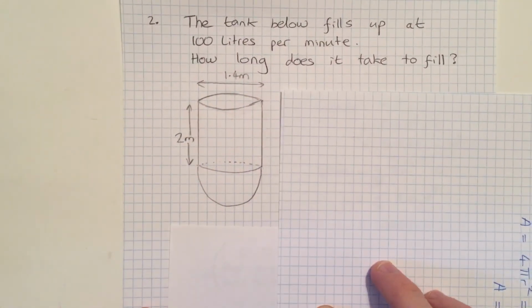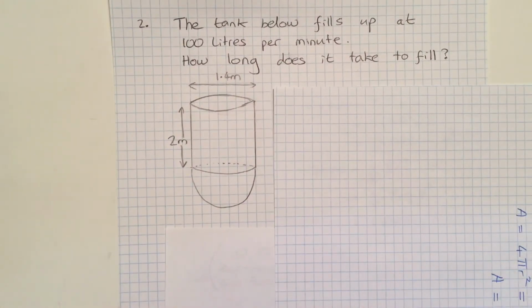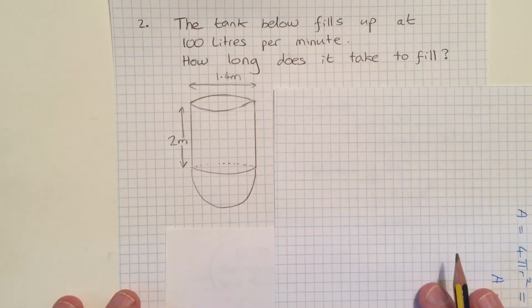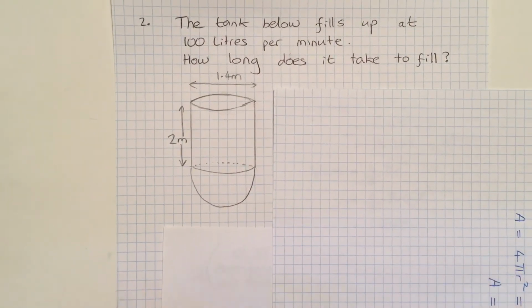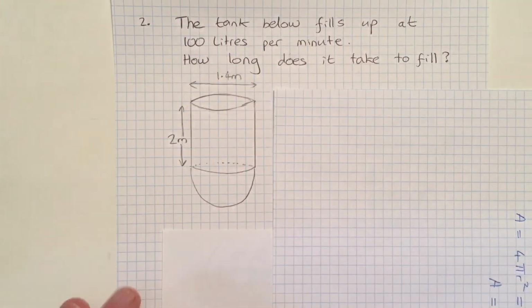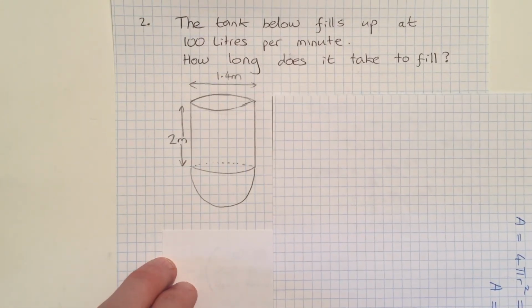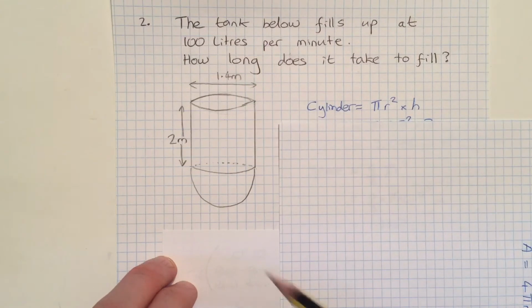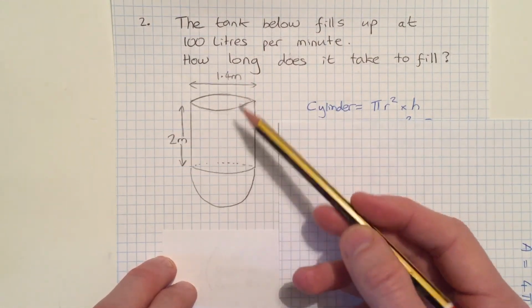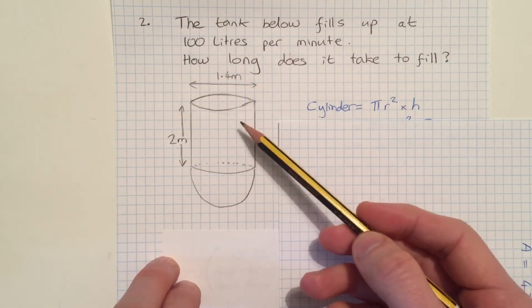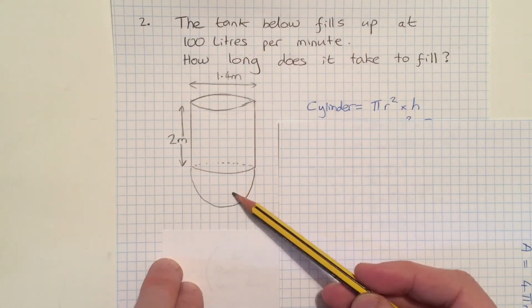And the second problem solving question is this. I am told that this tank below here fills up at 100 litres every minute, and I want to know how long it takes to fill this container up completely. So I want to work out the volume of this. I am first going to work out the volume of the cylinder, the top cylinder. I can see I've got a cylinder on top of a hemisphere.